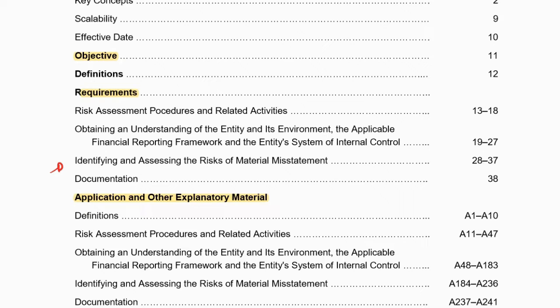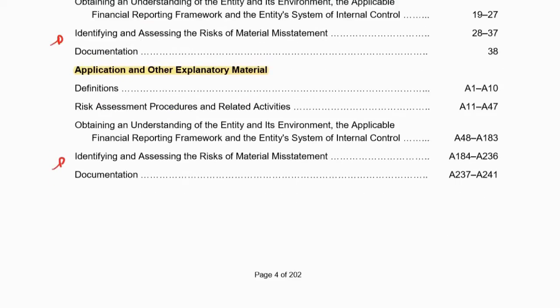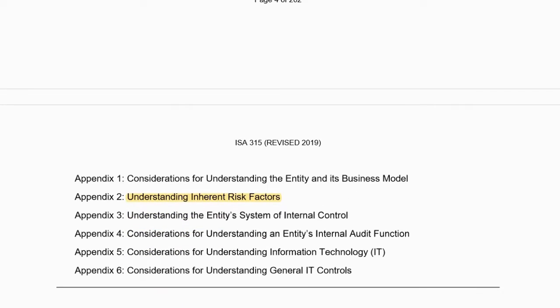You also know that there are application paragraphs applicable for those requirements, and then Appendix 2, understanding inherent risk factors, is where you're going to find everything. But if you didn't pick up Appendix 2, you would go to your identifying risk paragraphs first and then see how they make reference to Appendix 2. So let's go to 28.